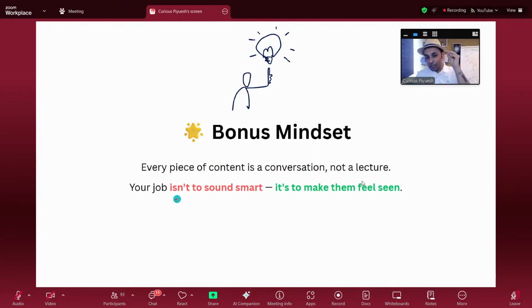Please try that. Your job is not to sound smart. Your job is to make people feel seen. Right now, I'm standing in front of you not to sound smart.